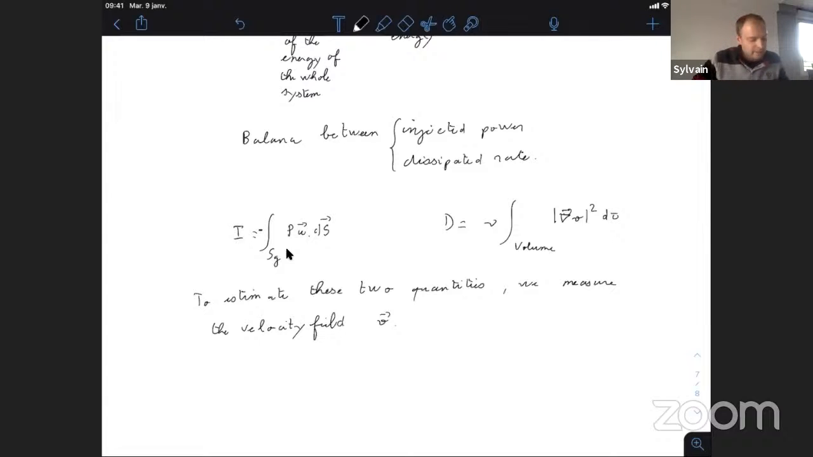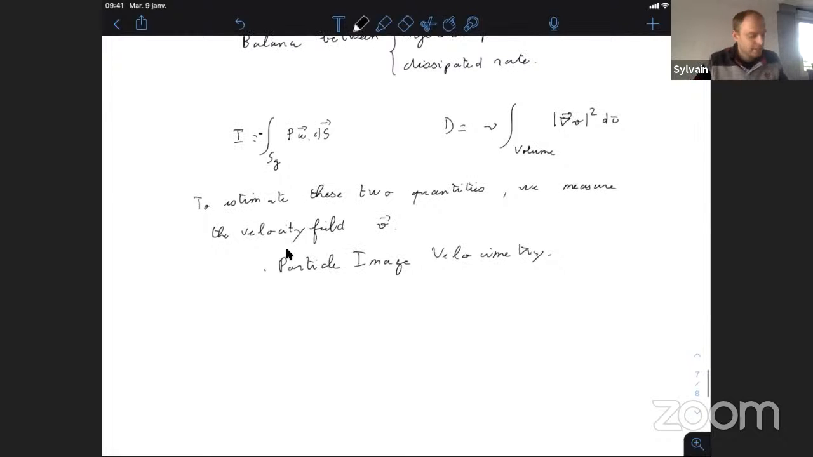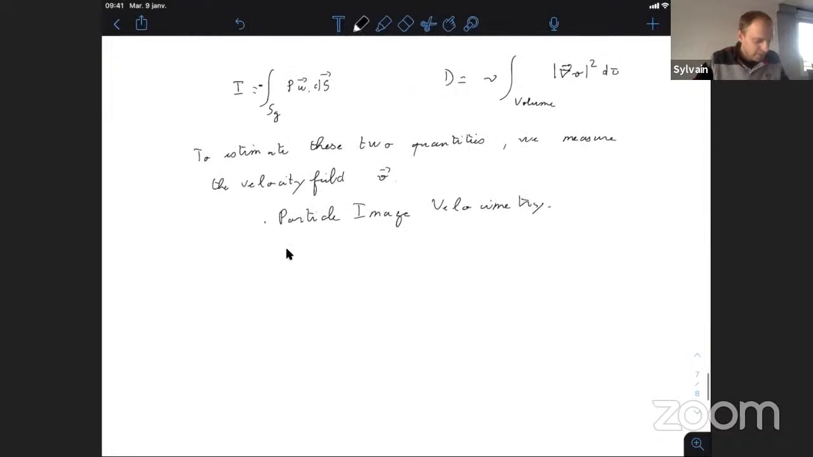And more precisely, what we do in experiments, we have a laser sheet. So this is done using particle image velocimetry. So you may know this technique. I will just explain how it's performed in stratified fluid.